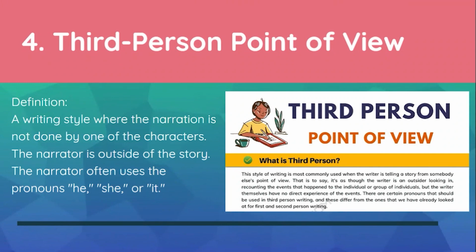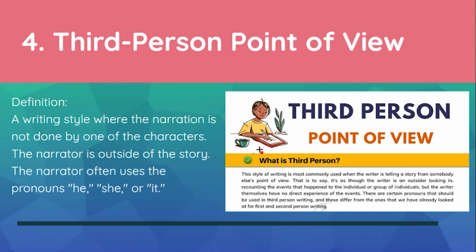Next up is third person point of view. Third person point of view is a writing style where the narration is not done by one of the characters. The narrator is outside of the story. The narrator often uses the pronouns he, she, or it. Pay attention to this one. The narrator is outside of the story. It's not coming directly from a person's perspective like first person. It's coming from a narrator outside of everything.